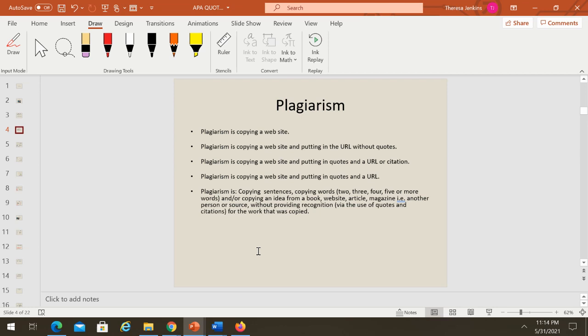Let's look at plagiarism now. It is copying a website and putting in a URL without quotes, but it gets a little trickier. It is also copying a website, putting in quotes, and a URL or citation. We'll look at this specific example in just a moment. Again, we'll look at a specific example to help you understand better. And lastly, as we were mentioning before, it is copying sentences, words, even if it's just 2, 3, 4, 5 words from a book, an article, or website.